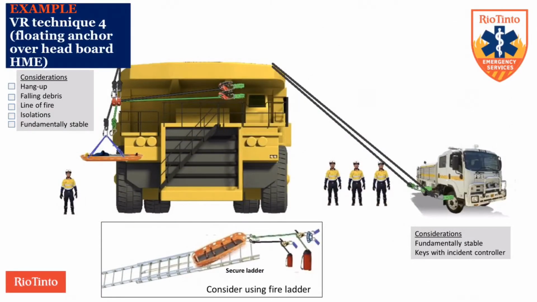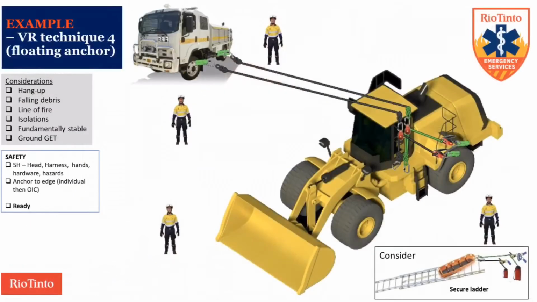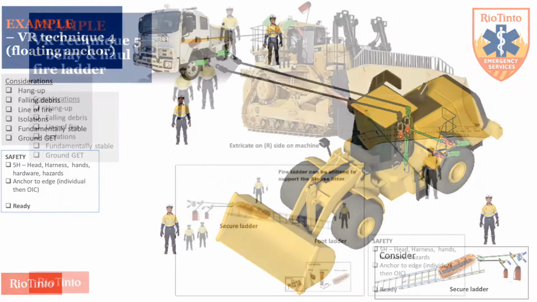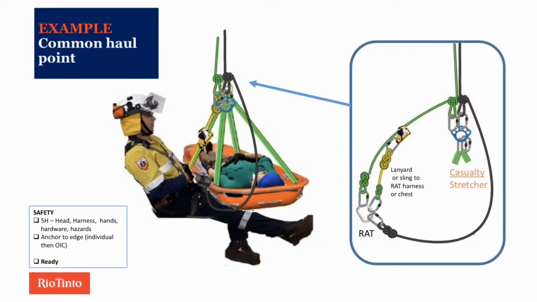Example of a floating anchor over a headboard on HME. Example of accessing a digger on a bench. Another example of a floating anchor on HME. Example of a belay and haul utilising a fire ladder on a dozer. And a typical example of a common haul point.